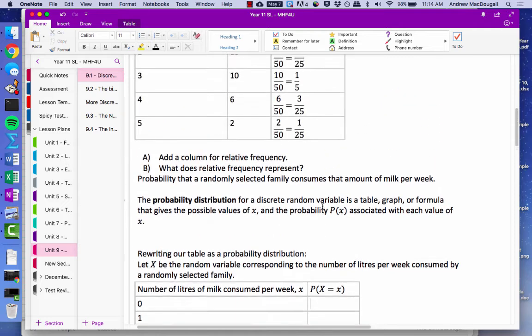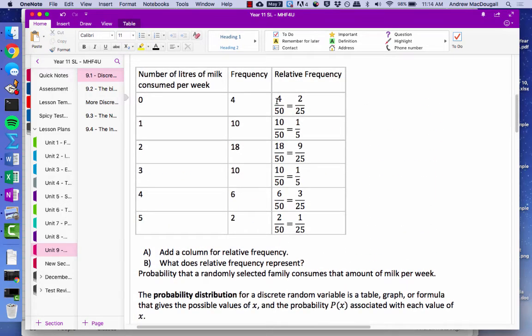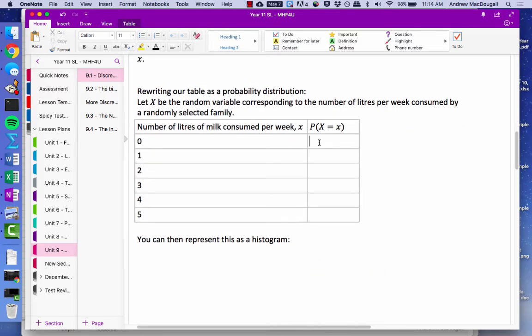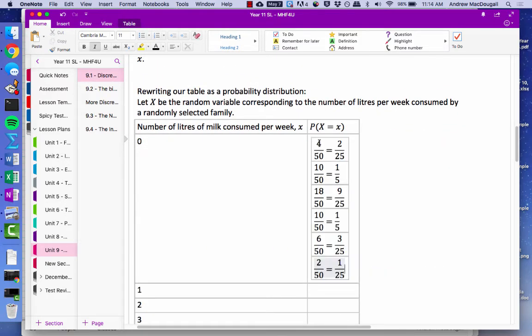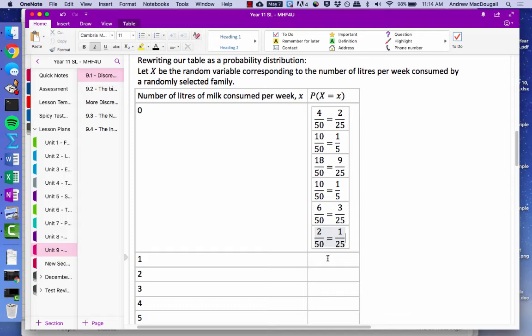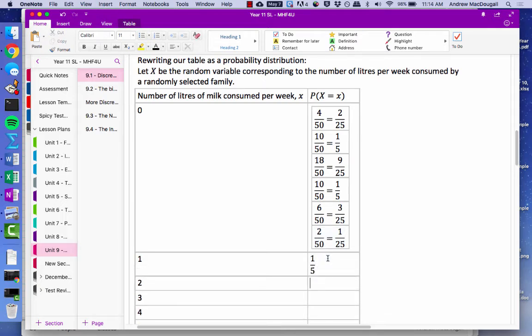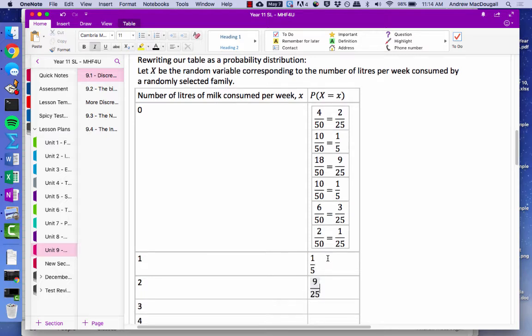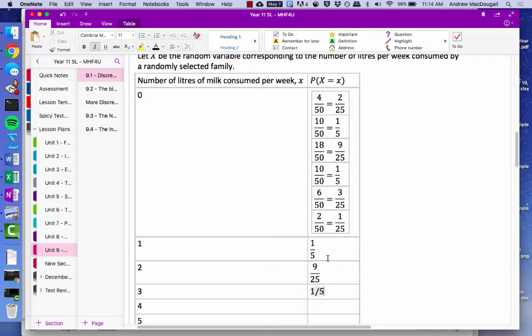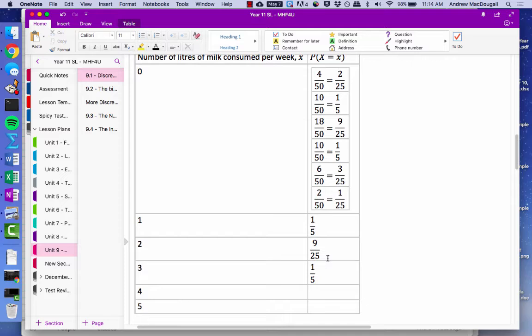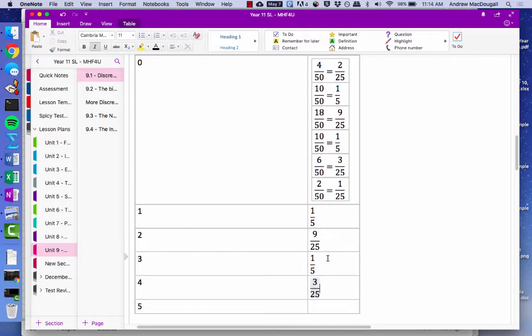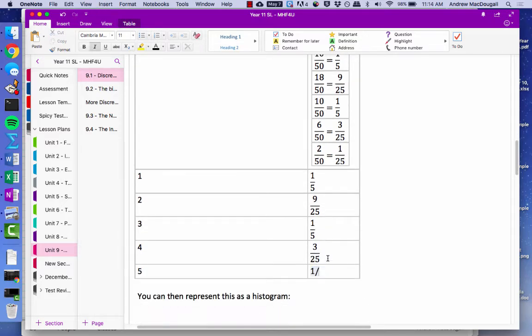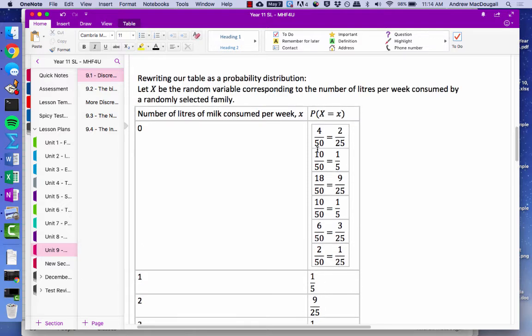So what are the probabilities here? Let's see if I can copy these. Darn, that didn't really work. All right, I'll recopy as many as I can. 1 in 5, 9 in 25, 1 in 5, 3 in 25. No, this is not great production value here. I'm going to delete these.